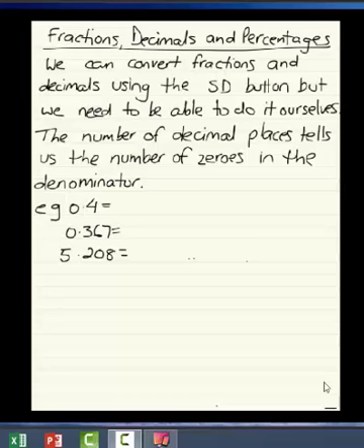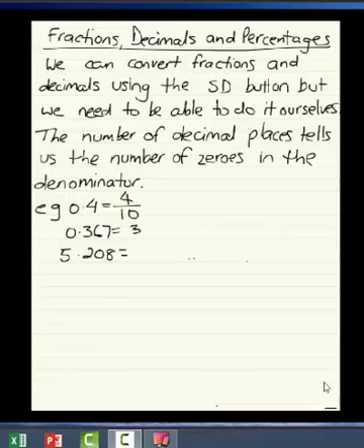So one of the things we need to remember, the number of decimal places after the decimal point tells us how many zeros we need in the denominator of our fraction, and the denominator will always be a power of 10 because that's the way our decimal system works: tenths, hundredths, thousandths, etc. So we have 0.4, one number after the decimal point, 10, 4 tenths.